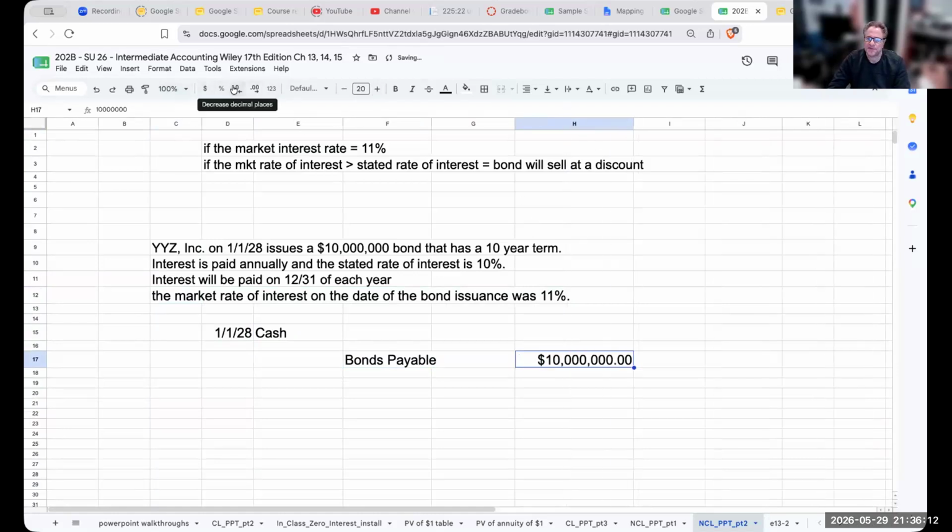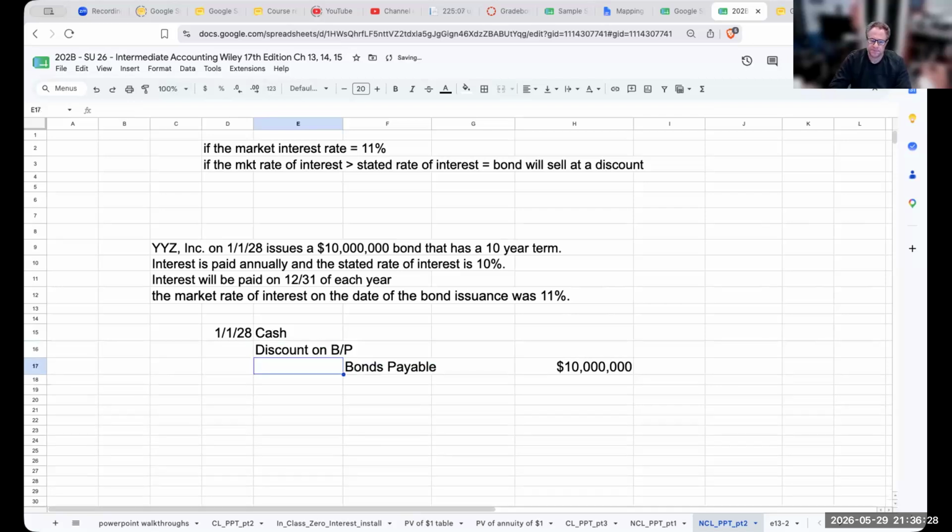Okay. Now, at the same time, we know that the amount of cash we receive is going to be less. Why is it going to be less? Because we have to discount it in order to achieve this. So over here, we're going to have a discount on bonds payable.